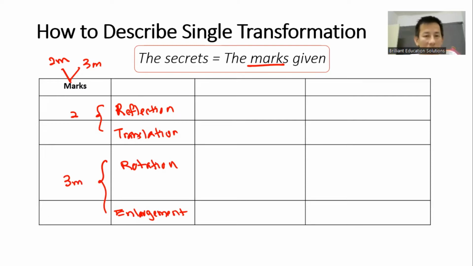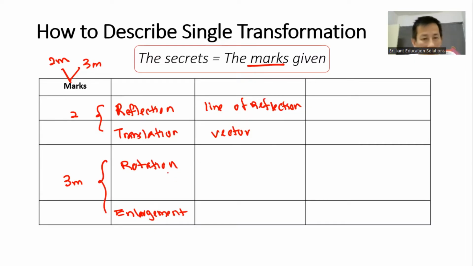For reflection, just state reflection itself. This will give you 1 mark. The second mark will be the line of reflection. As for translation, you need to state the vector, how it moves: up, down, left, right.